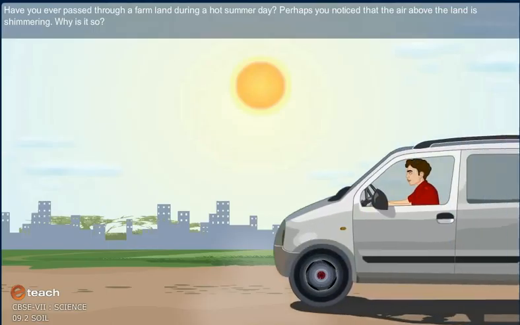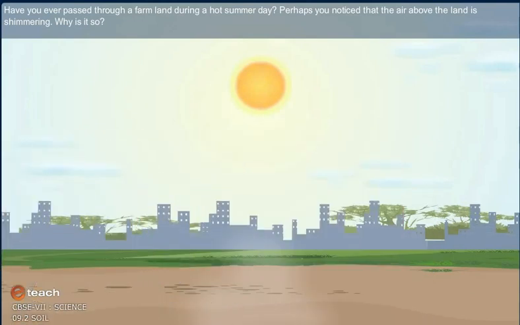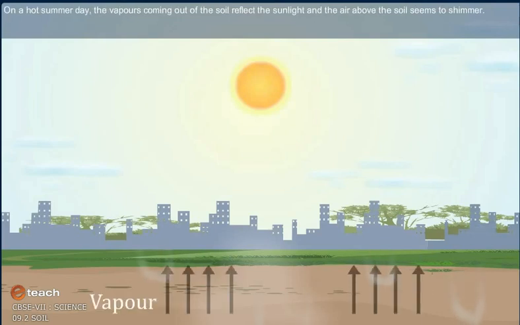Have you ever passed through a farmland during a hot summer day? Perhaps you notice that the air above the land is shimmering. Why is it so? On a hot summer day, the vapors coming out of the soil reflect the sunlight and the air above the soil seems to shimmer.